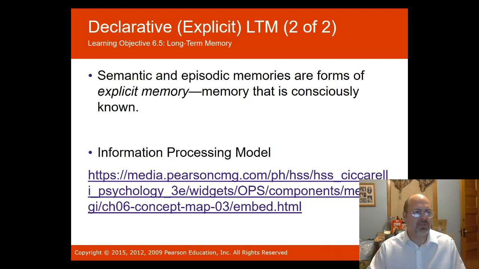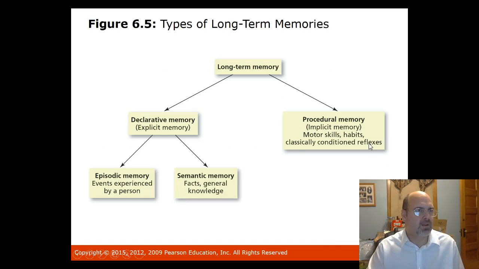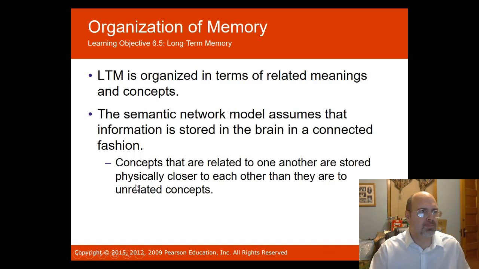Now, semantic and episodic memories are a form of explicit memory that's consciously known. Here's a little information processing model to help you review that. Next, your long-term memory, as we talked about: you have your implicit memory, which is your motor habits, skills, conditioned reflexes. And then we have our conscious memory, that which can be learned, semantic memory, and that which is experienced and connected by emotions.